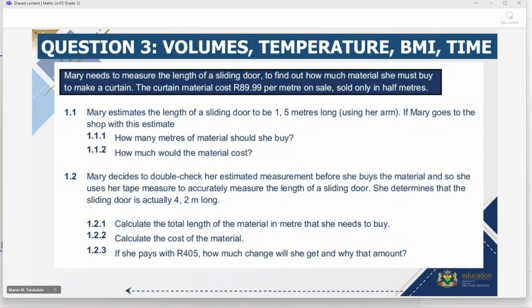This is also a continuation of question 3, cost of material. Mary needs to measure the length of a sliding door to find how much material she must buy to make a curtain. The curtain material costs 89 rand 99 per meter.